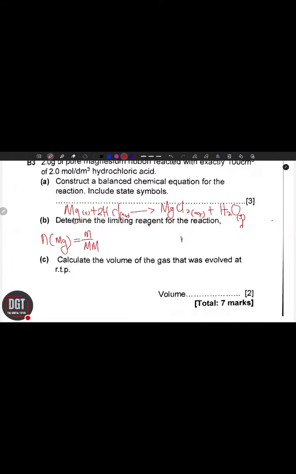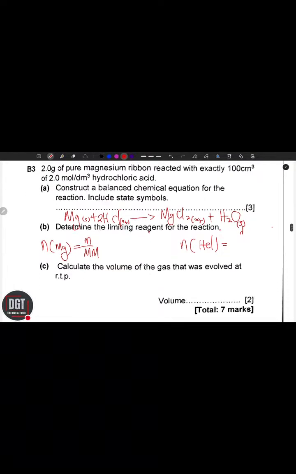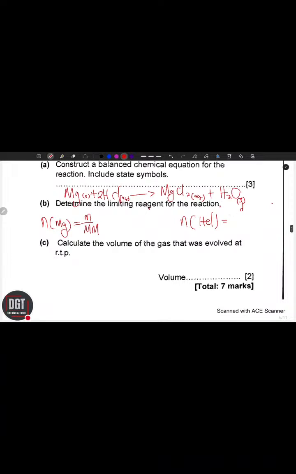Then the number of moles of hydrochloric acid. What are we going to use on hydrochloric acid? We are given the volume and the concentration. Concentration is equal to number of moles over volume. So in short, number of moles is going to be concentration multiplied by volume. I can even put n, number of moles of HCl. So these are the formulas that we are going to use.